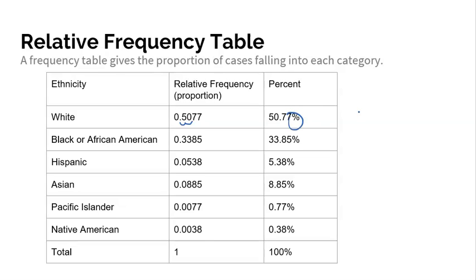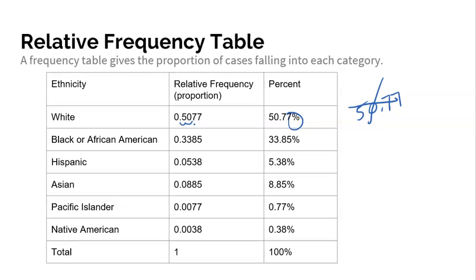Every now and then you'll get some students that'll write 50.77. They never put the percent sign, so then it's kind of confusing. Is that a proportion? Is that a percent? What the heck does that represent? So if you do represent something as a percentage, make sure you use that percent sign. So this is a relative.